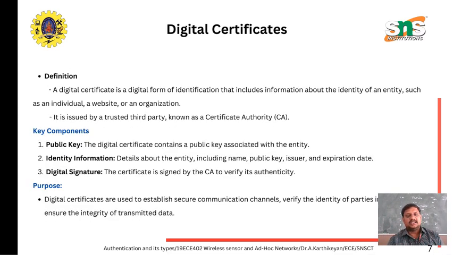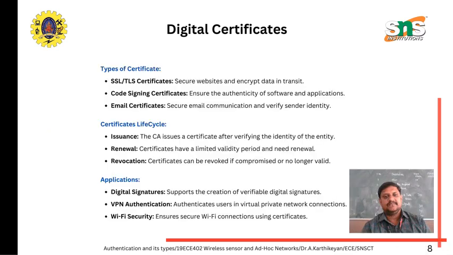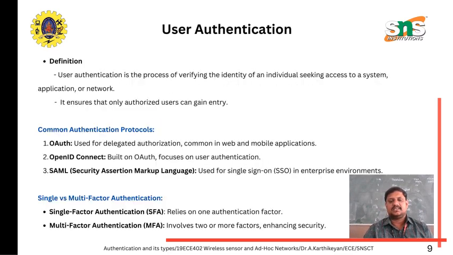A digital certificate contains the public key, identity information, and a digital signature. A digital certificate is a digital form of identification that includes information about the identity of an entity such as an individual, a website, or an organization. The types of digital certificates include SSL and TLS certificates, code signing certificates, and email certificates. The certificate life cycle has issuance, renewal, and revocation as the main important steps. Applications are digital signatures, VPN authentication, and Wi-Fi security. These are the main digital certificates.